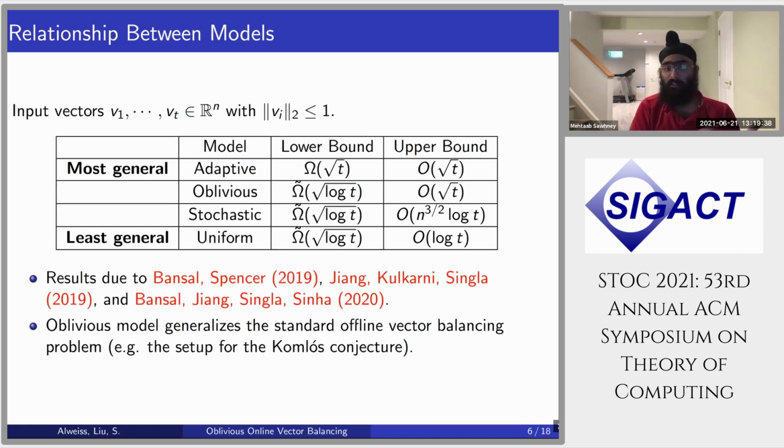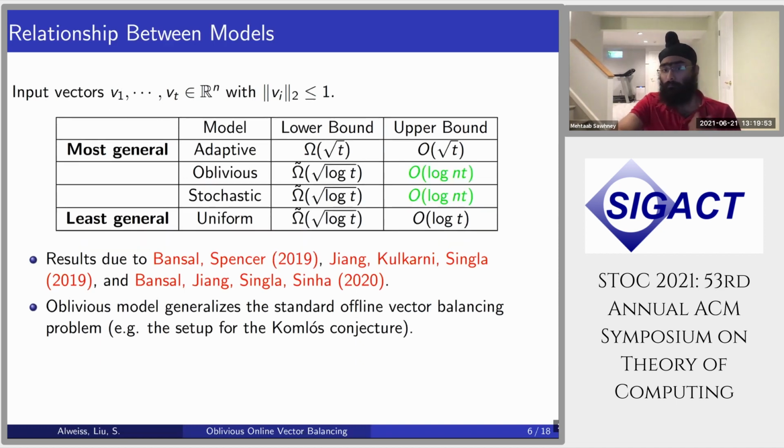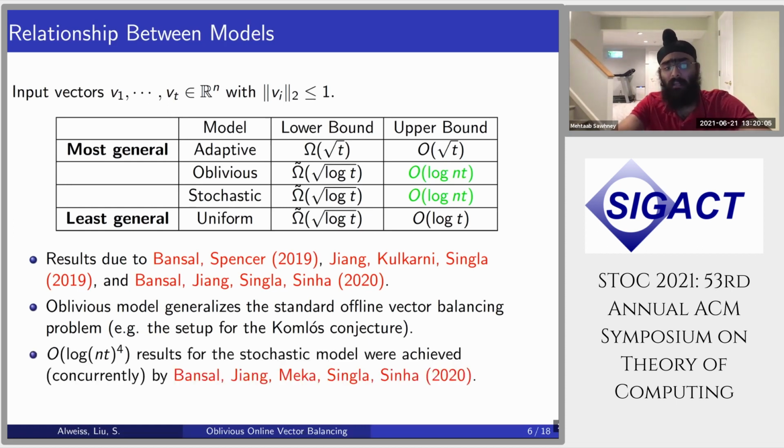Note that the stochastic and uniform models don't have an obvious relation to the offline vector balancing, e.g. the setup for the Komlós problem, but the oblivious model generalizes the offline vector balancing problem in a trivial way. The main result of the paper is a logarithmic bound for the oblivious and stochastic settings. In particular, you can get a log nt discrepancy. I should note that polylogarithmic bounds were achieved simultaneously for the stochastic model by Bansal, Jiang, Meka, Singla, and Sinha.